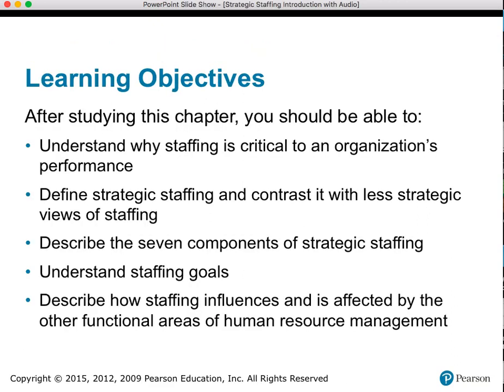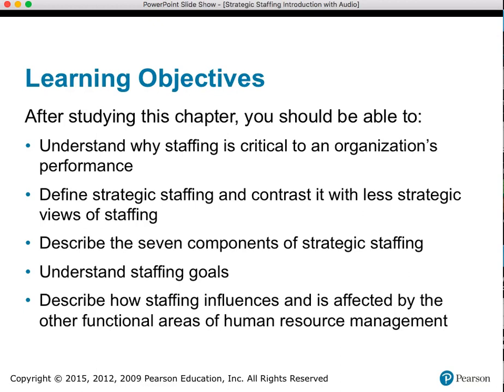The publishers have put together learning objectives for each chapter and each PowerPoint lecture that we go through. And the basic objectives for this chapter are pretty straightforward. Number one, you want to know why staffing is critical to organizations, why it's important to recruit and hire the best people. You want to also know about why it's important to think about it in a strategic context. For example, how staffing directly relates to the strategy of the company and how we tie those issues together.